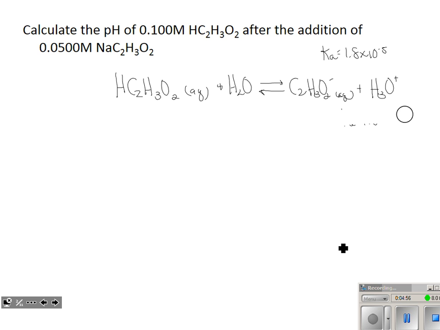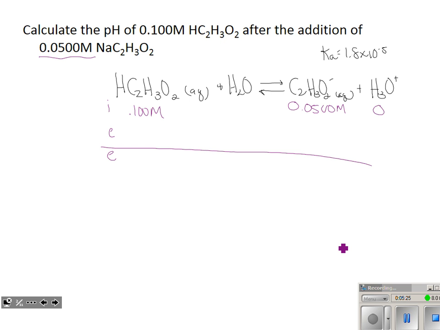So let's consider our ICE chart. We know that initially we have 0.1000 molar acetic acid. And we know that initially we also have 0.0500 molar of sodium acetate, of which there's a common ion, acetate. So 0.0500 molar here. And we have no hydronium.